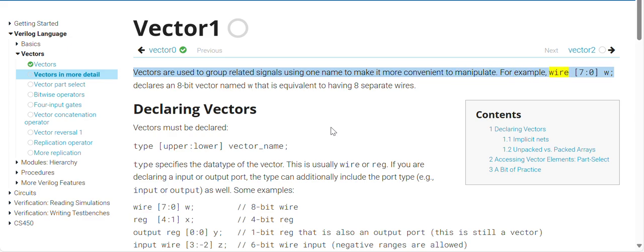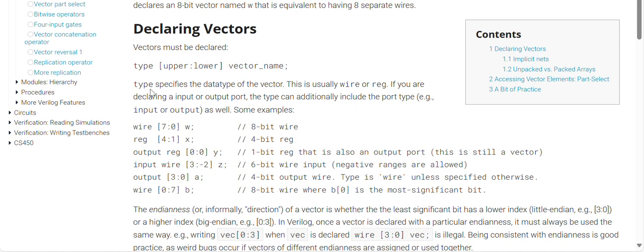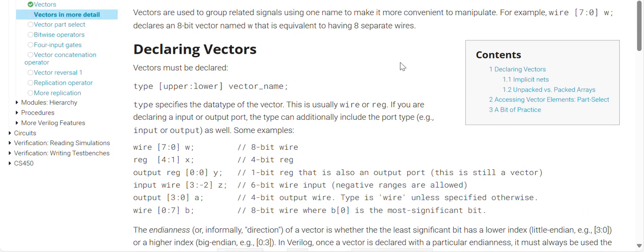For example, wire [7:0] w declares an 8-bit vector named w that is equivalent to having 8 separate wires. Type specifies the data type of the vector. This is usually wire or reg. If you're declaring an input or output port, the type can additionally include the port type, e.g., input or output, as well. Some examples.